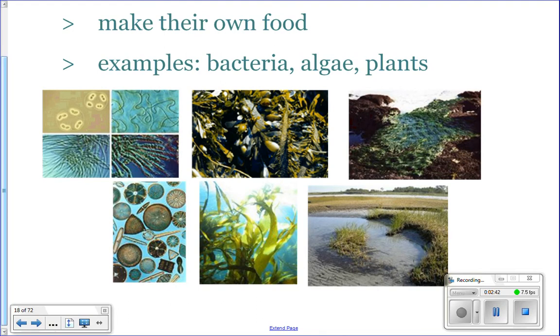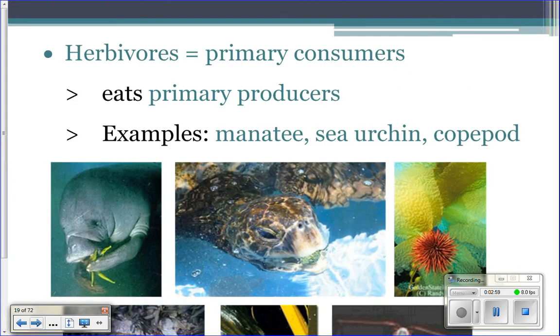And you guys looked at diatoms under the microscope in your lab, right? So diatoms are little single-celled plants. They start off food chains in the ocean. Yeah? Okay. So those are our primary producers. They're the autotrophs that start off all the food chains.